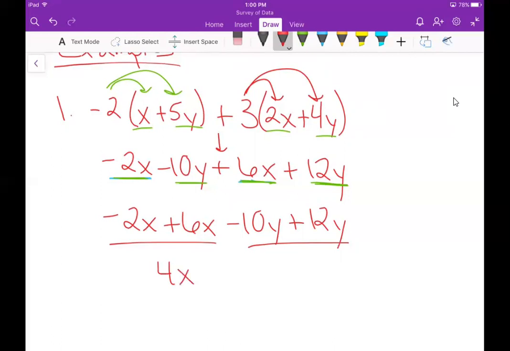-10 plus 12 is a positive 2y. So don't write that sign down until you know, after you've done the addition or subtraction, whether or not that term should be positive or negative. And that's your final answer there.